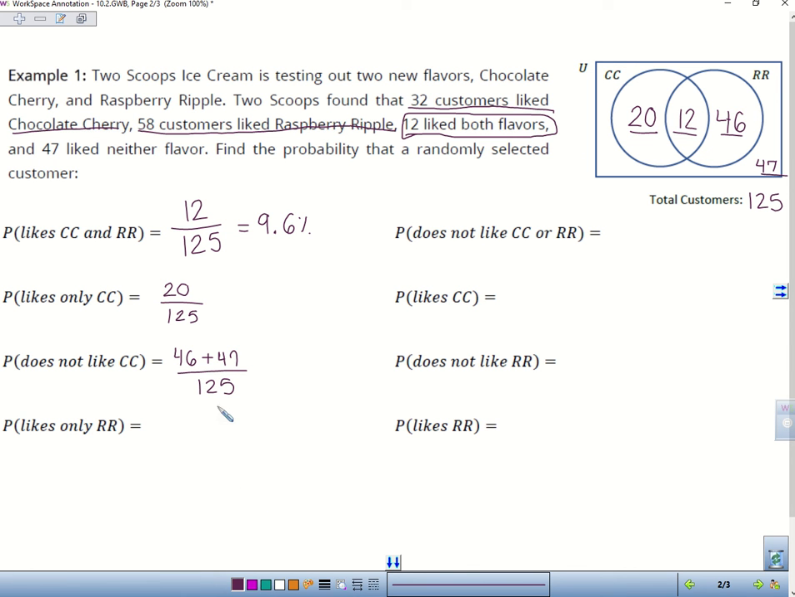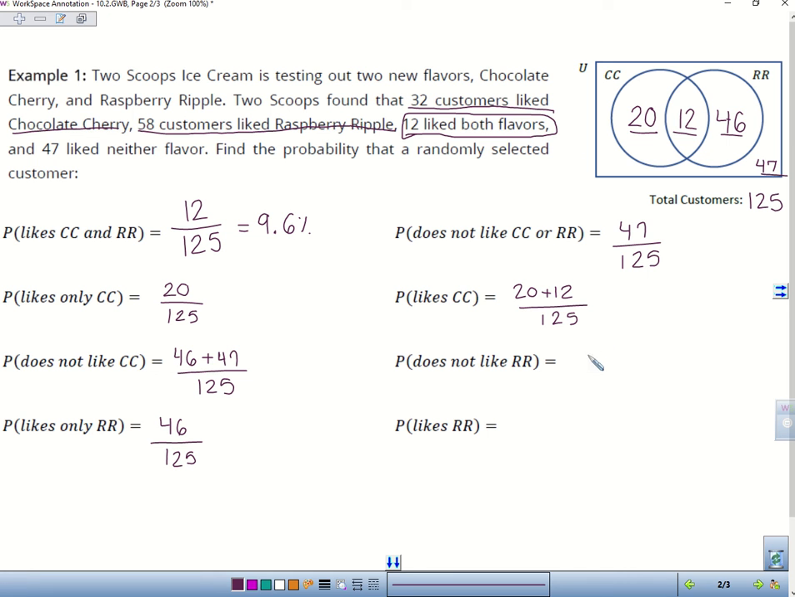How many people liked only the Raspberry Ripple? 46. Good. How many people don't like either flavor? 47. Good. How many people in general like chocolate cherry? 32. Because they didn't say only, they just said liked. How many people do not like raspberry ripple?